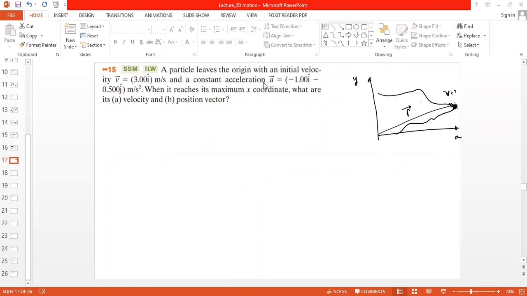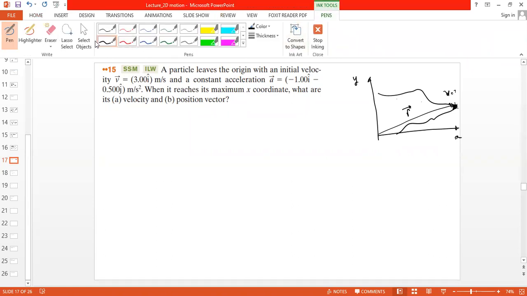A particle leaves the origin with an initial velocity of v equal to 3 meters per second at a constant acceleration. Okay, and when it reaches its maximum x coordinate, what are the velocity and position vector? So the particle is moving like this along x direction. It is moving like this, and this is the maximum of x coordinate.